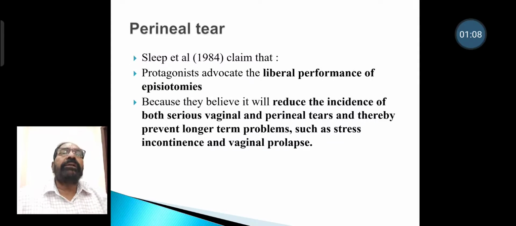Sleep et al. claim that protagonists advocate the liberal performance of episiotomies because they believe it will reduce the incidence of both serious vaginal and perineal tears and thereby prevent long-term problems such as stress incontinence and vaginal prolapse.